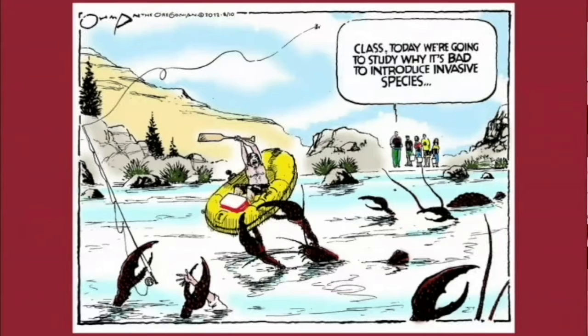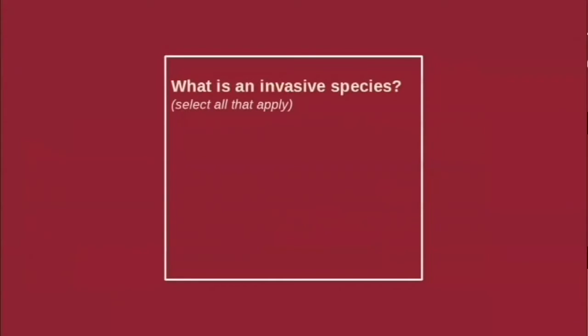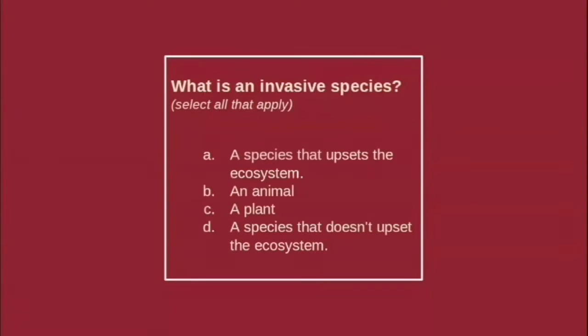Today we're going to talk about aquatic invasive species and how they're invading our waters. So before we begin, I want to ask you guys a couple of questions. So what do you think it means for something to be an invasive species? This question is kind of a multiple choice, select all that apply. So do you think an invasive species, A, is a species that upsets the ecosystem, B, is an animal, C, is a plant, or D, is a species that doesn't upset the ecosystem?